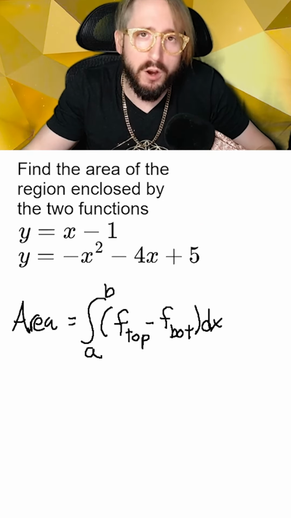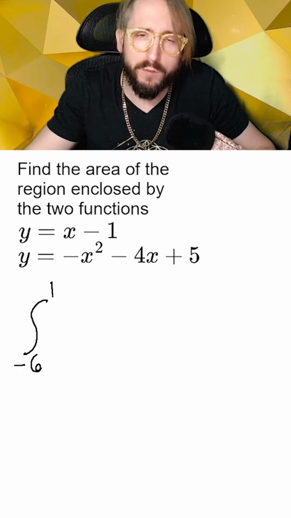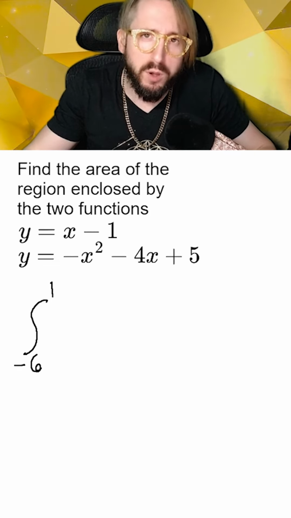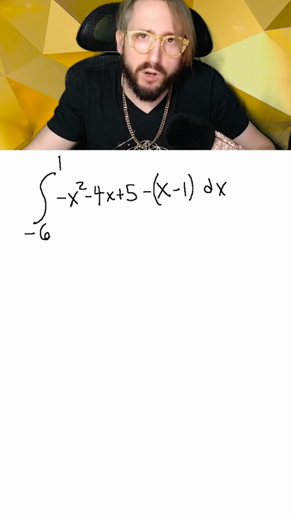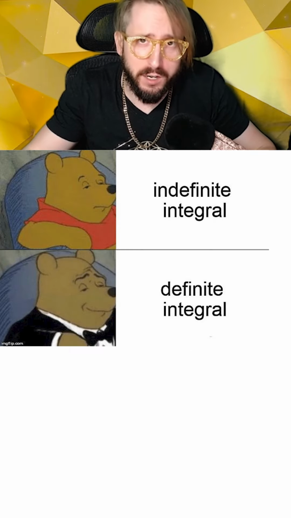So now what we do is we plug our endpoints into our integral. Always make sure you're going from the smaller endpoint to the bigger endpoint. And then we plug in our top function minus our bottom function. Now we're going to simplify a little bit and evaluate the definite integral, which gets us this.